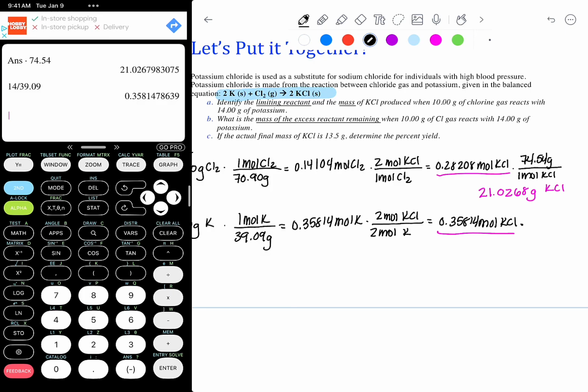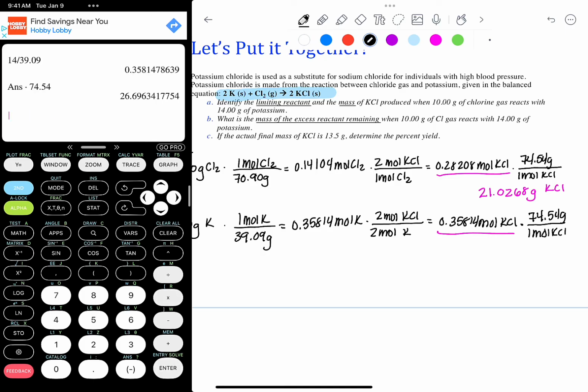We know that 1 mole of KCl has a mass of 74.54 grams. So we multiply by 74.54, and we get 26.6963 grams of KCl. So we can see from either the mole values or the mass values that Cl2 is limiting because it produced the lesser amount of product. It limited the amount of product that we can make, therefore it is the limiting reactant.